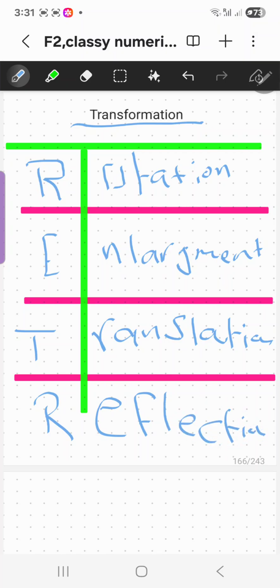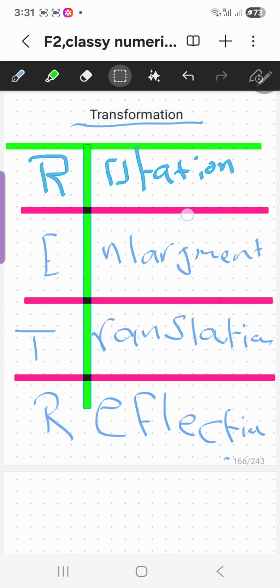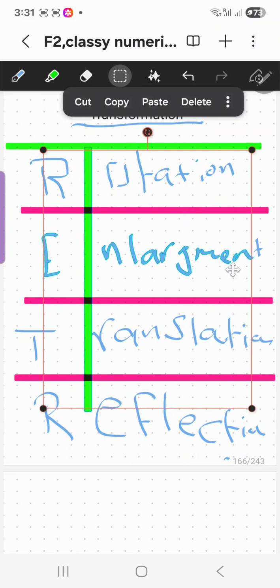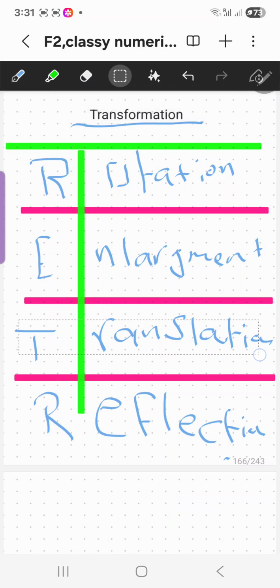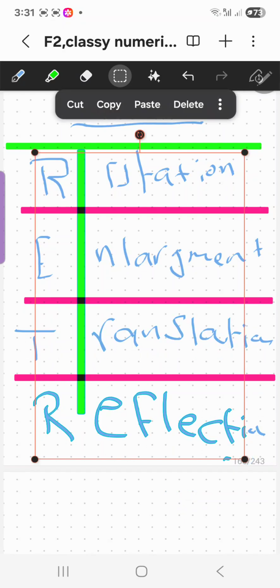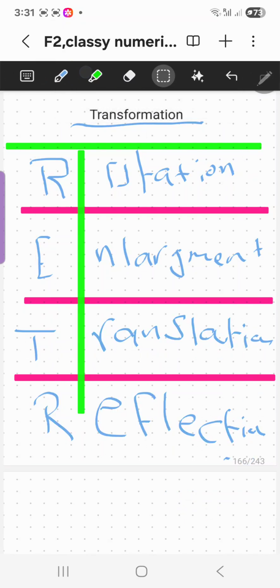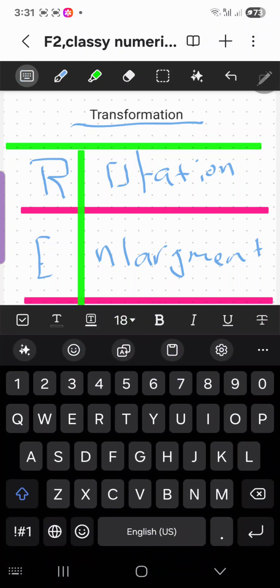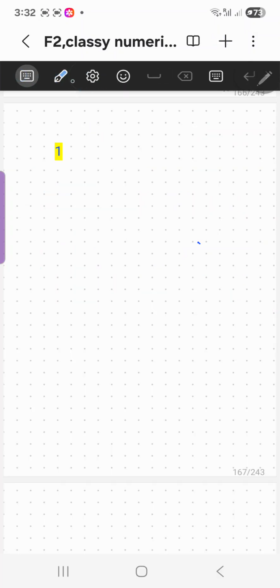Let's see one by one. If you write the word "transformation" only, how do we know if it is rotation or enlargement or translation or reflection? If you write this word, you lose 1 mark from the question. Number 1, rotation.